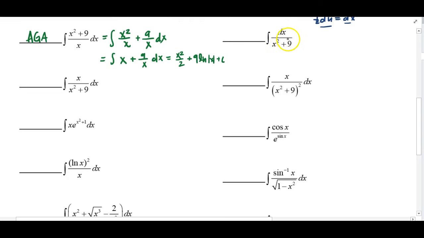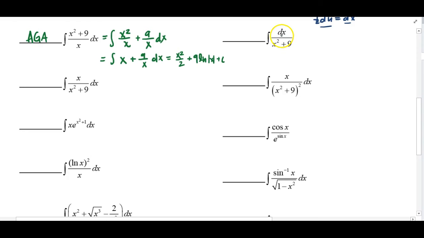Now looking at this one, it's pretty unique. So I have dx over x squared plus 9, and the ideal situation is that you automatically recognize that the answer is an inverse trig function. The answer is going to involve arctangent. Now let's just assume you didn't know that. Let's try to work our way to that process.